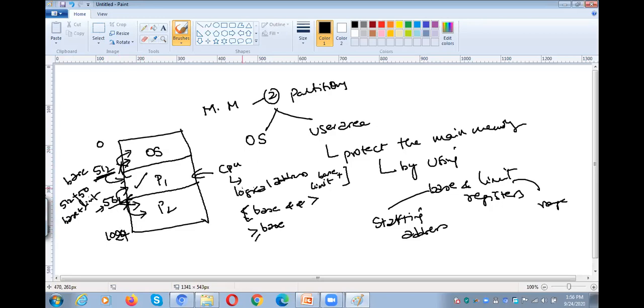So whatever logical address is generated by the CPU needs to be greater than or equal to base, and it needs to be less than base plus limit. That is what you need to understand. By that we can protect the main memory with the help of base and limit registers.